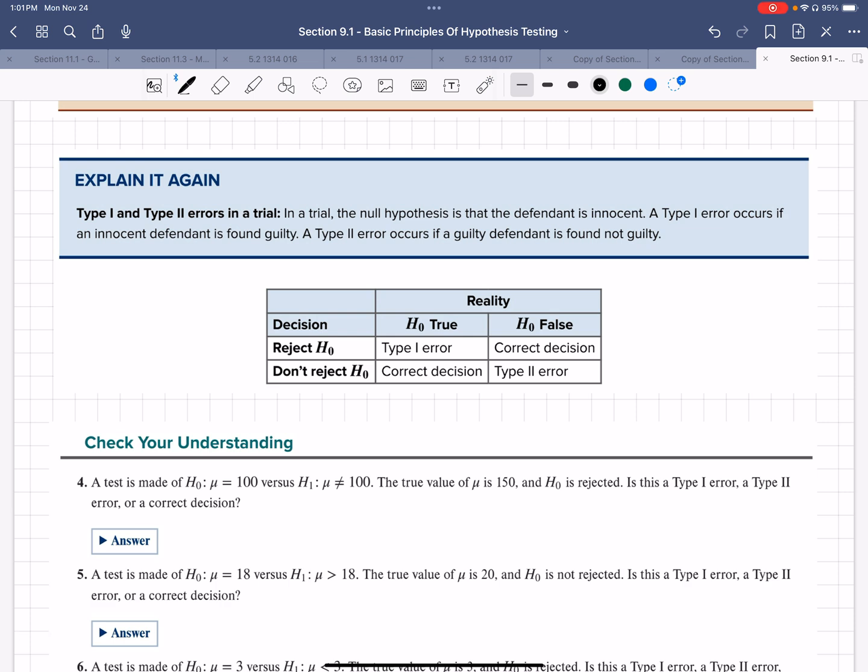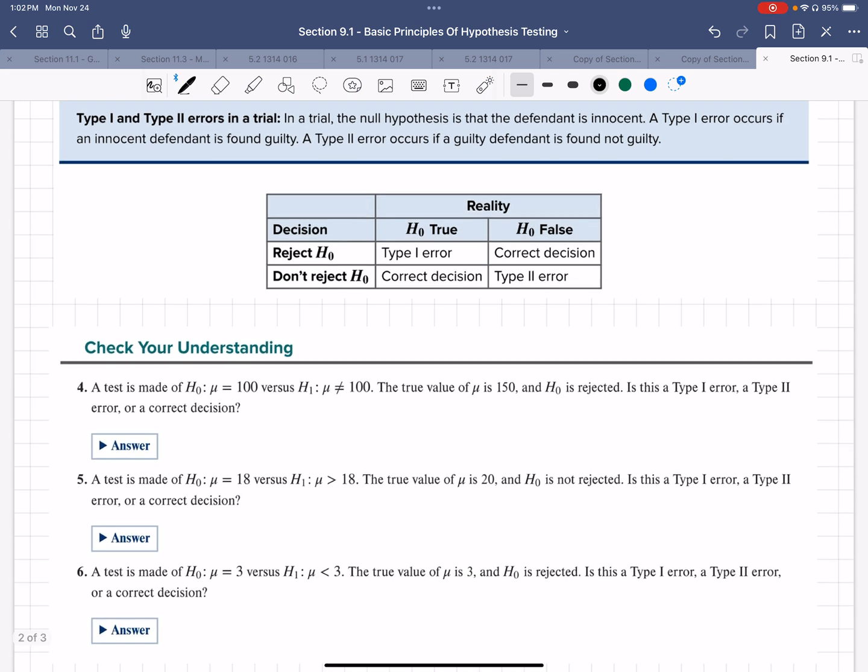A type 2 error occurs if a guilty defendant is found not guilty. So the null is actually false, he's actually not innocent, but we didn't reject it. So you don't reject, but it was false. That's a type 2. If you look it up in the book, they'll tell you that type 1 is the worst kind, and that's why they reference it to innocent or guilty. If the null hypothesis is true but we reject it, that's a type 1 error, and we've now found an innocent man guilty.